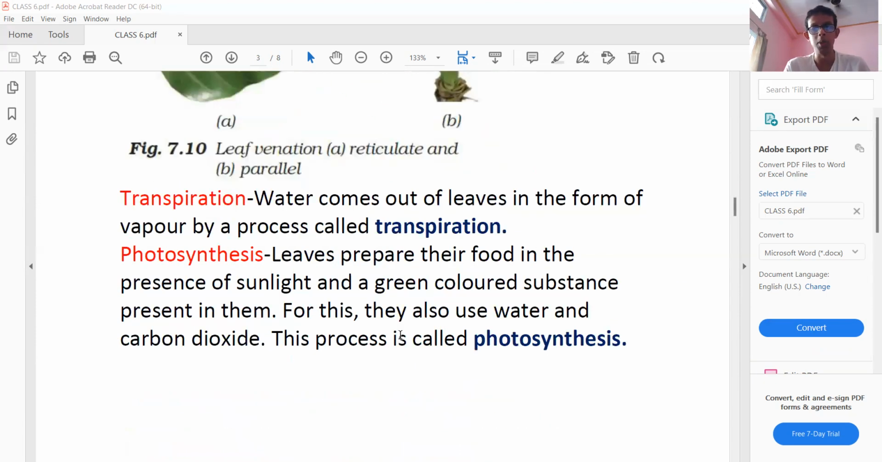Fine. Transpiration. What is transpiration? You must have seen sometimes water on the leaves. So the process by which water comes out of the leaf in the form of water vapor is called transpiration. What is photosynthesis? Photosynthesis is the process by which green plants make their own food in the presence of sunlight and a green color substance that is present in the leaf known as the chlorophyll.